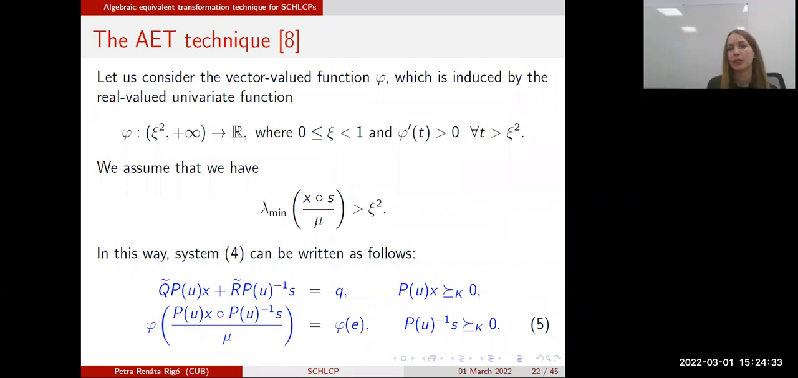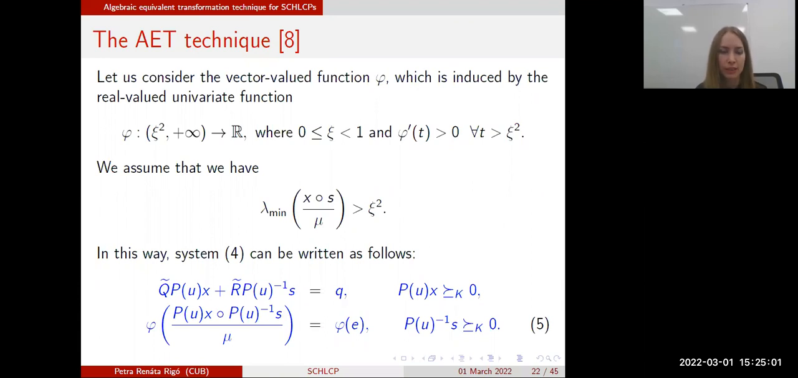And I arrived at this method of algebraic equivalent transformation technique, which I mentioned at the beginning of the presentation. So this is a technique for determining search directions in case of interior point algorithms. It was introduced by Zsolt for linear programming. And now I would like to present this extension to this general framework.